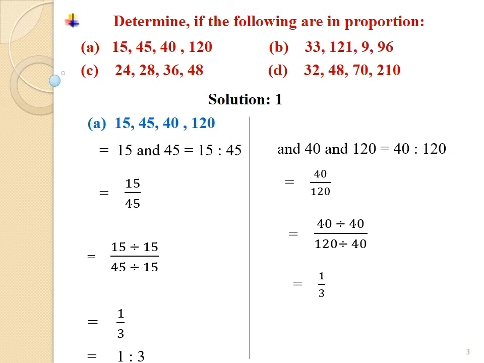Since 1 upon 3 equals 1 upon 3, we can say that 15, 45, 40 and 120 are in proportion. Thus, 15 is to 45 as 40 is to 120.